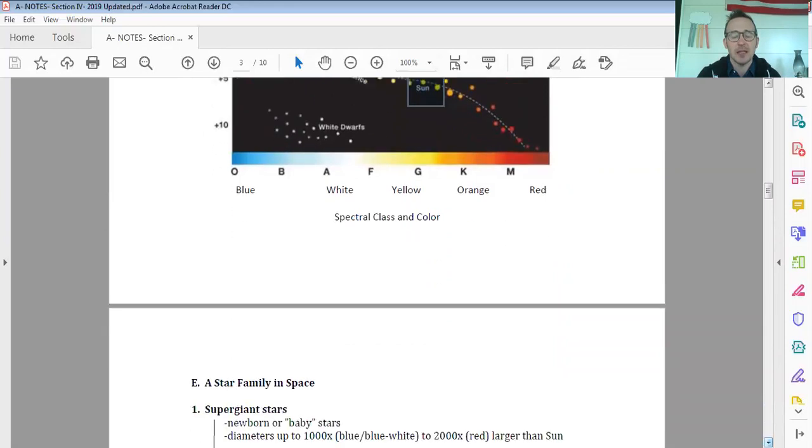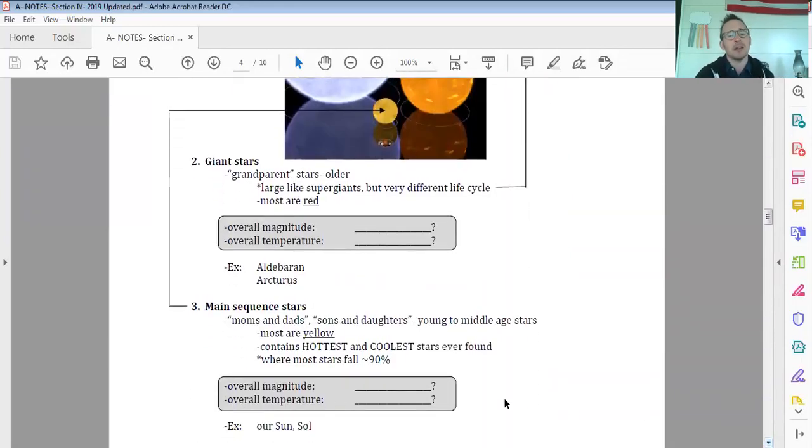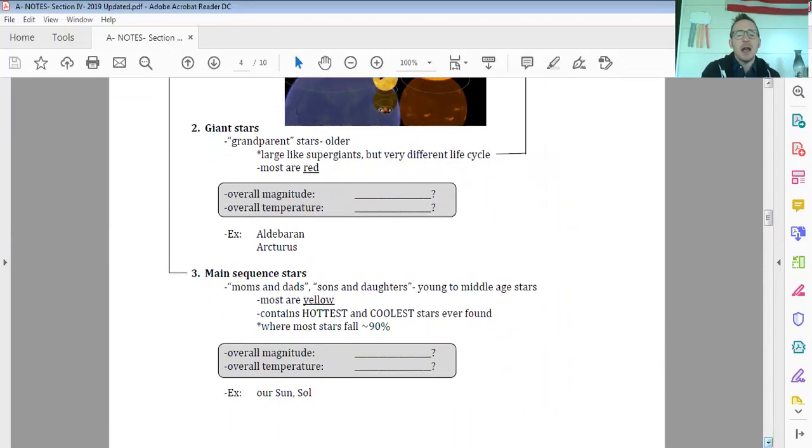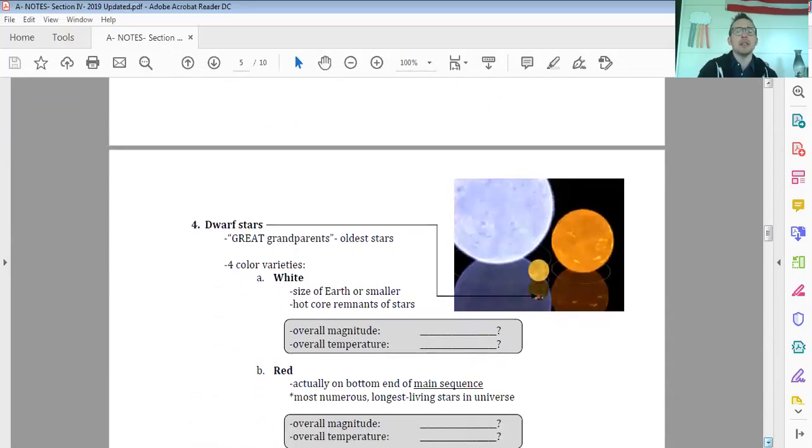So this is our main sequence. It's where the sun is right now. So overall magnitude, we could say very, very bright down to very, very dim, and overall temperature, very, very hot to very, very cool. That's our main sequence. Finally, everybody, we have dwarf stars. Now, I like to call these the great-grandparents. So the red giants were the grandparents. The dwarf stars are the great-grandparents.